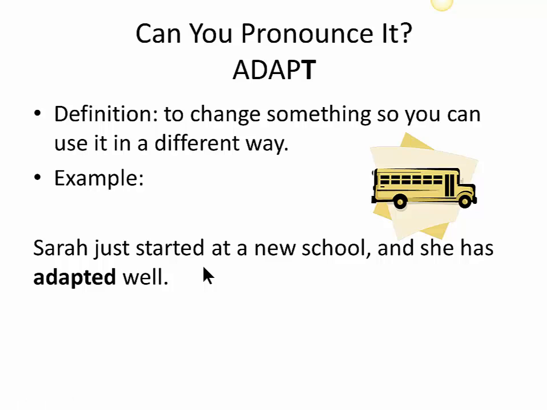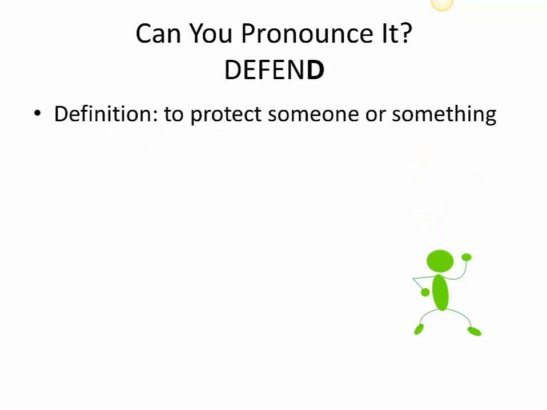Okay, let's look at an example sentence and see if you can tell me the ending that you hear. Sarah just started at a new school and she has adapted well. Adapted. Okay, the rule for this one is that it's the id sound. You add an extra syllable because there's a t at the end of adapt. Not the letter t, just the sound t. Adapted.